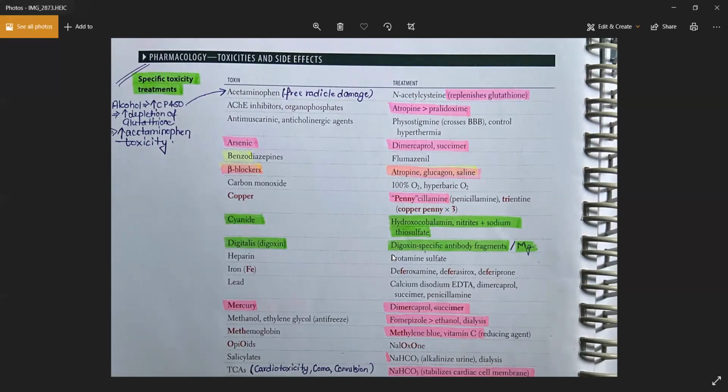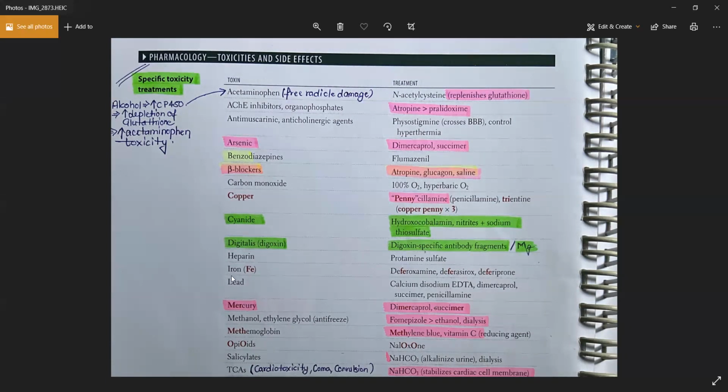FFP. Fresh frozen plasma. Okay, please remember this. And for iron overload, you need to give those drugs which have Fe in their name: deferoxamine, deferasirox, and deferiprone. Every drug has this Fe in its name. For lead, you can give any drug like EDTA, dimercaprol, penicillamine, succimer.